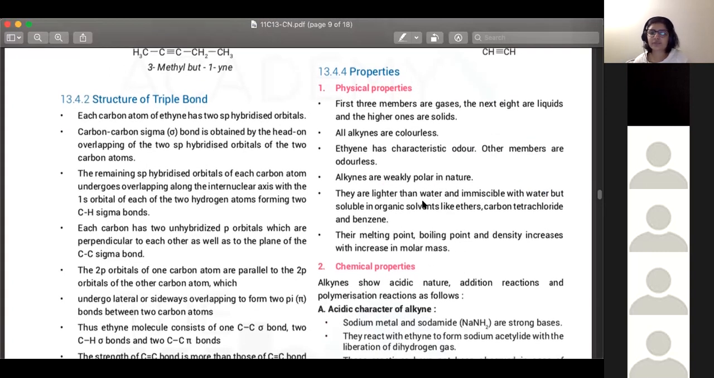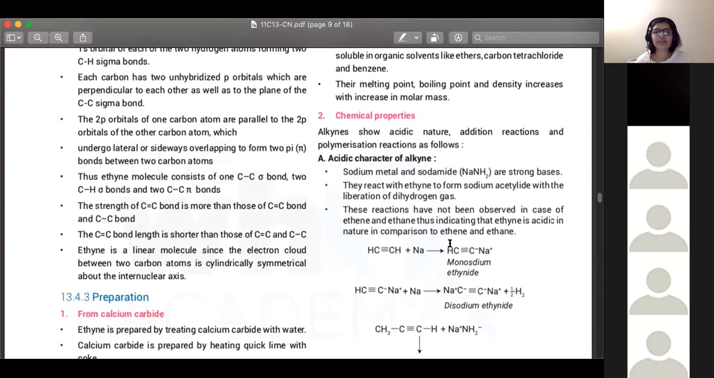They are lighter than water, so density is less than water, and they're immiscible with water but soluble in organic solvents. The melting point, boiling point, and density all increase with increase in molar mass. Now coming to chemical properties, as I said, because of the sp hybridized carbon, alkynes have a tendency to show somewhat of an acidic character. Acidic character comes into the picture only if there is hydrogen bonded to the triple bonded carbon.